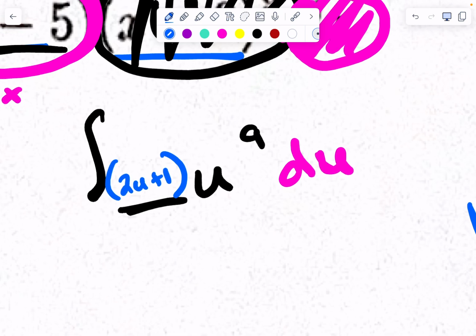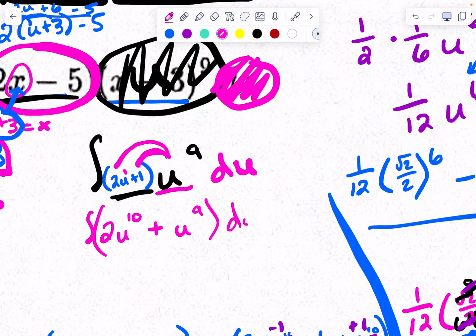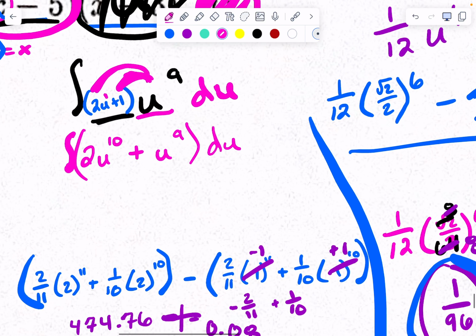Now the really nice thing is that this u to the 9th power can be distributed there, right? So this is my integral. 2 will become 2u to the 10th power, right? This is u to the 1st and u to the 9th. Then if I multiply them here, that's just plus u to the 9th, and then I've got du. So I distributed the u to the 9th through. That's it. Now I do my antiderivative.